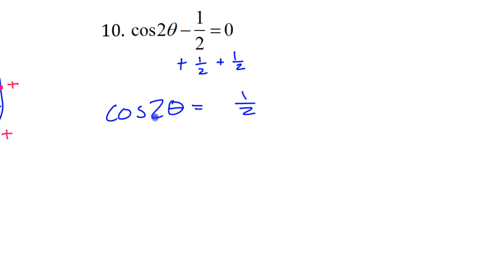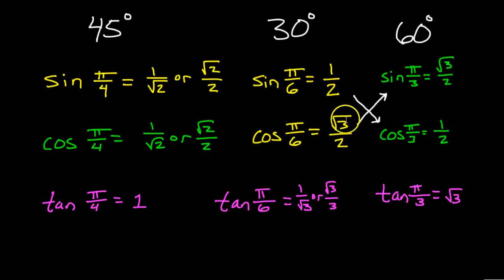Now, I cannot divide both sides by 2. This 2 is inside the trig function. You can't divide it away. So we're just going to solve for 2 theta. So the cosine of what is equal to 1/2? Hopefully you're thinking pi over 3. The cosine of pi over 3 is equal to 1/2. That means whatever's in this position must have a value of pi over 3.